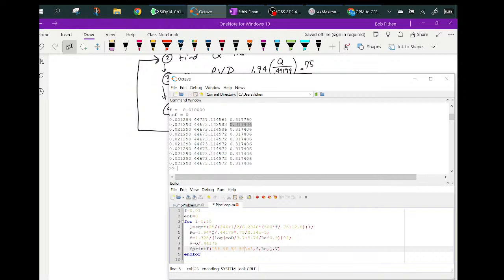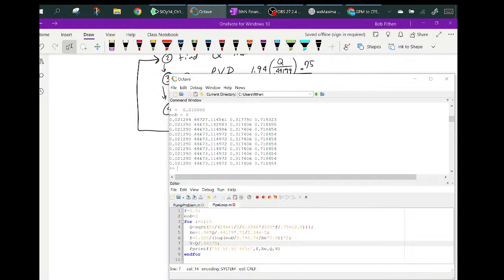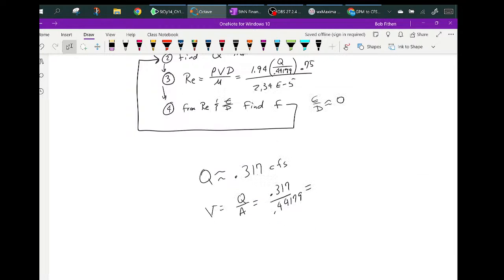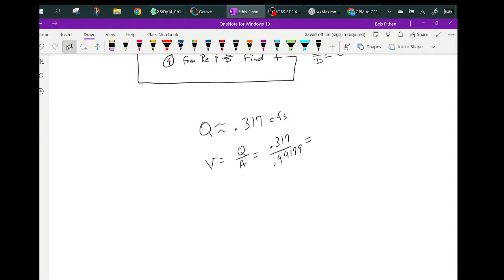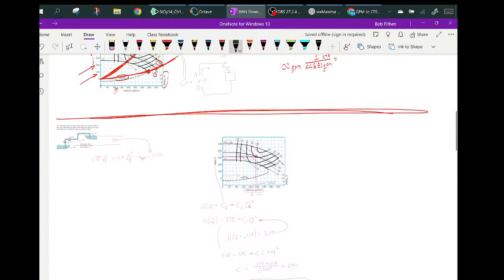Let's run that. That'll tell me my velocity. Velocity is about 0.718 feet per second. So what would happen now if I chose the other pump?